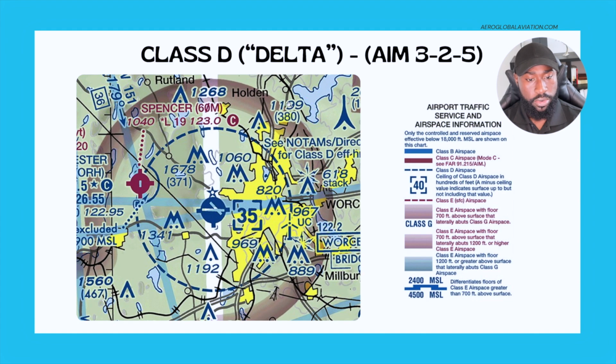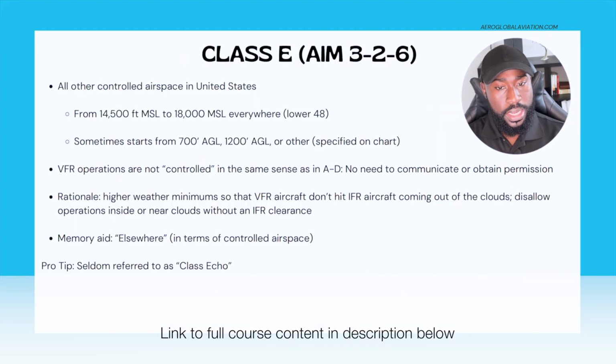This slide shows us what Class Delta looks like. This airport right here, Blue Airport, is within a Class Delta airspace. It starts from the surface to 3,500 feet. To read more about the airspace, you can always go to chapter 3 of the Aeronautical Information Manual.